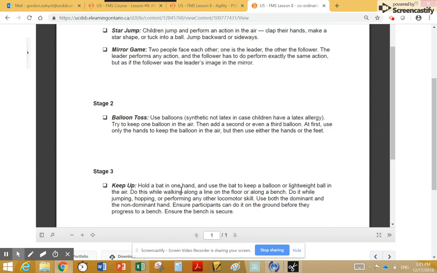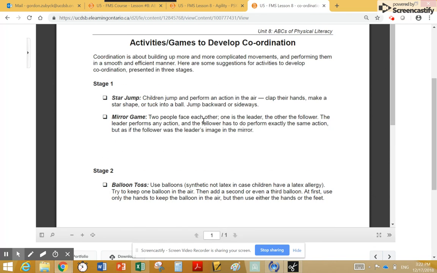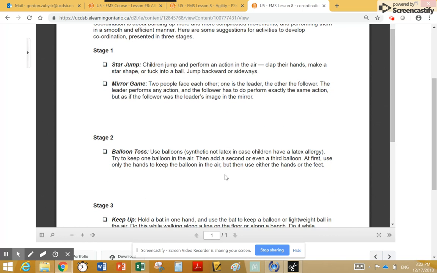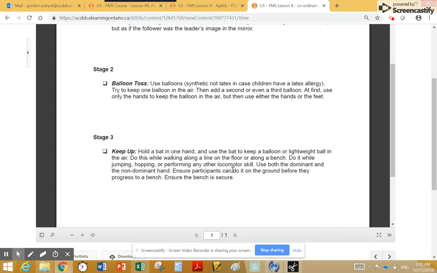And then you'll notice in stage 3, now you do have an implement in one hand, so you're keeping the balloon up with a bat or a racket or something of that sort, and they've got you walking as well along a line or a floor or a bench, or maybe while jumping or hopping. So again, they pulled in multiple different movements in this situation. These are just body movements. We've now added an object into play that we have to make contact with. Here we've added an implement to keep the object going. Plus, we've added the movement back in.